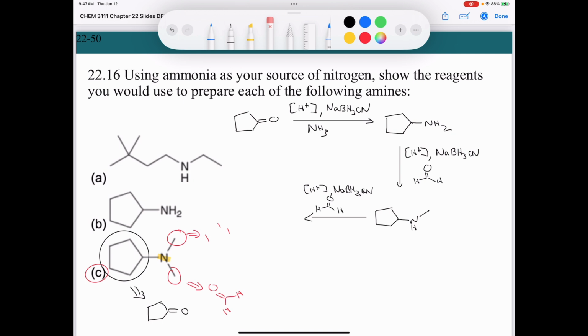I'm kind of running out of space here, so I'm just going to clean up some of this retrosynthesis here. And there is our final product. So this would be what? N,N-dimethyl cyclopentanamine.